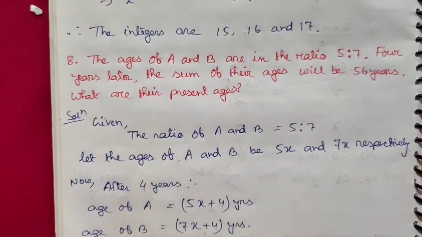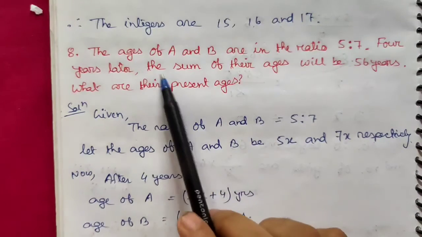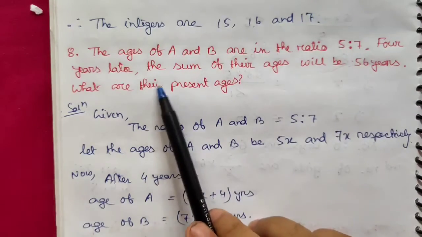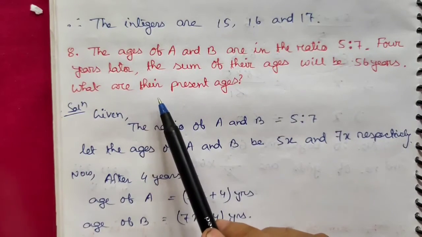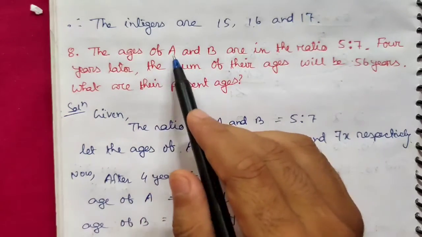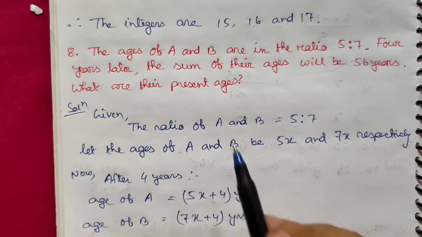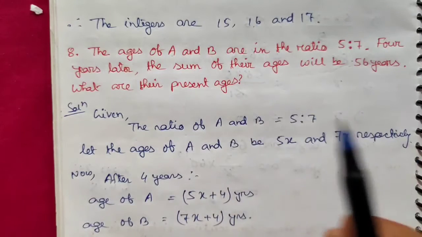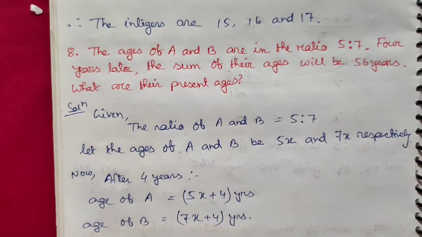So let's move to our next question, question number 8. Here the question is: the ages of A and B are in the ratio 5:7. Four years later the sum of their ages will be 56 years. What are their present ages? So suppose a boy named A and another named B are in the ratio 5:7. Four years later, the sum of their ages will be 56 years. What are their present ages?